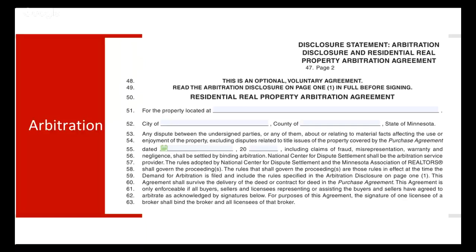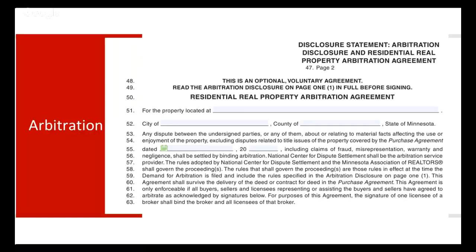Okay, property located at city, county. Any dispute between the undersigned parties or any of them about or relating to material facts affecting the use or enjoyment of the property, excluding disputes related to title issues, covered in the purchase agreement dated, the date of the purchase agreement, including claims of fraud, misrepresentations, warranty, and negligence, shall be settled by binding arbitration. The NCDS shall be the arbitration service provider. The rules adopted by the NCDS and the Minnesota Association of Realtors shall govern the proceeding.